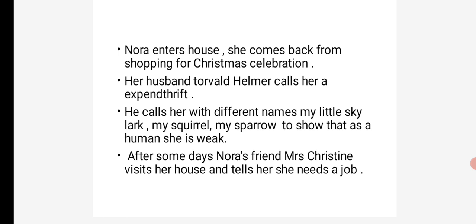Due to this reason, we can see what Torvald Helmer wants to represent. He wants to represent that he has authority, he is the head, and as a man he is stronger. And Nora is weak, so he calls her by these names because these animals are very small and weak. We can see skylark, squirrel, sparrow. These are weak creatures, so he is basically comparing his wife with these little or weak creatures.